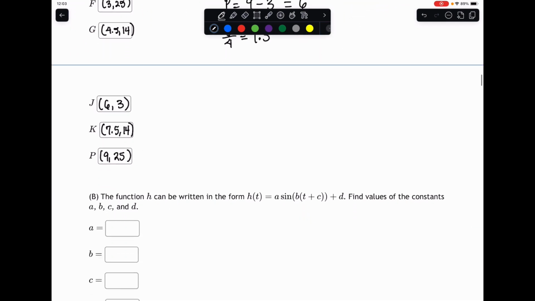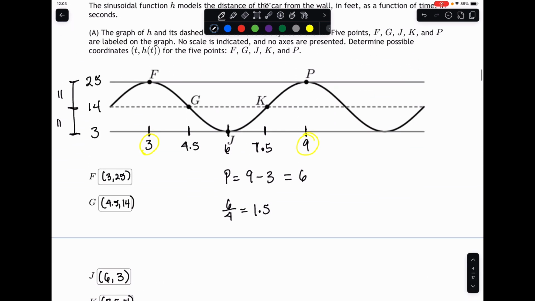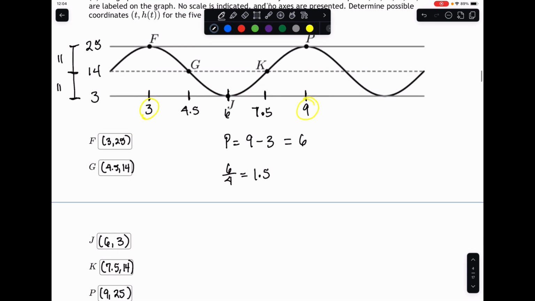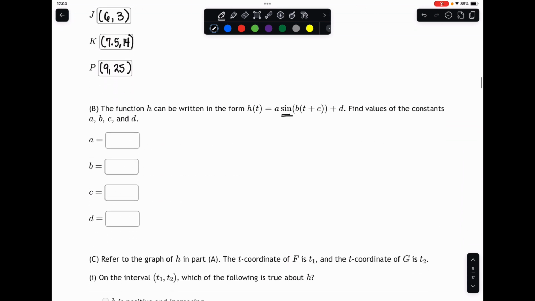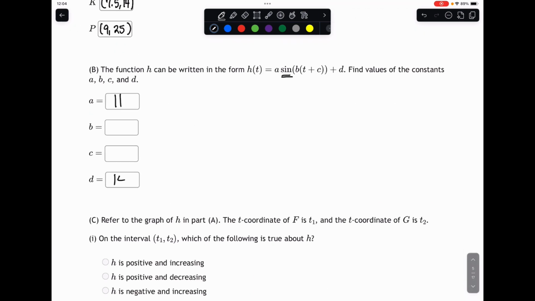Let's now look at part B. To find the values of A, B, and C for a sine function, let's start with the vertical ones. The value of A, as we calculated, is 11, since from the midline to the top or the midline to the bottom is 11. So our value is 11. And our midline, yet again, is 14. So our answer for D is 14.